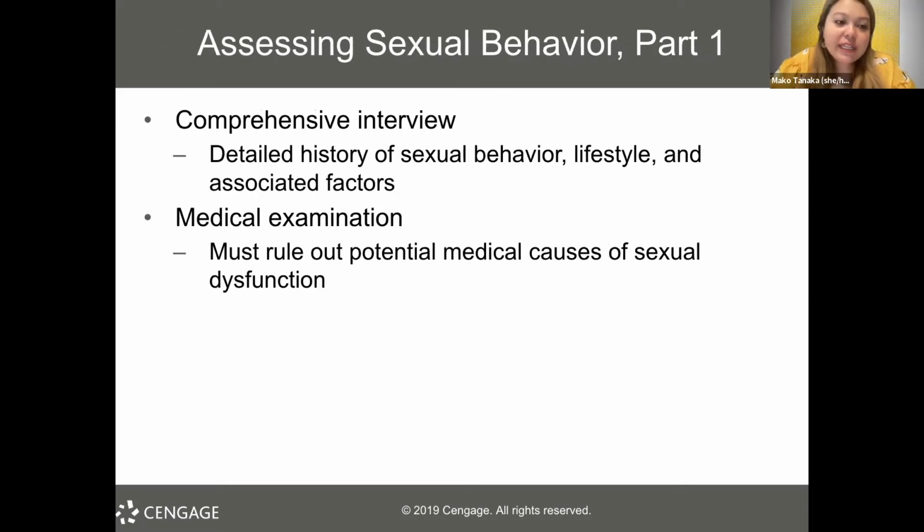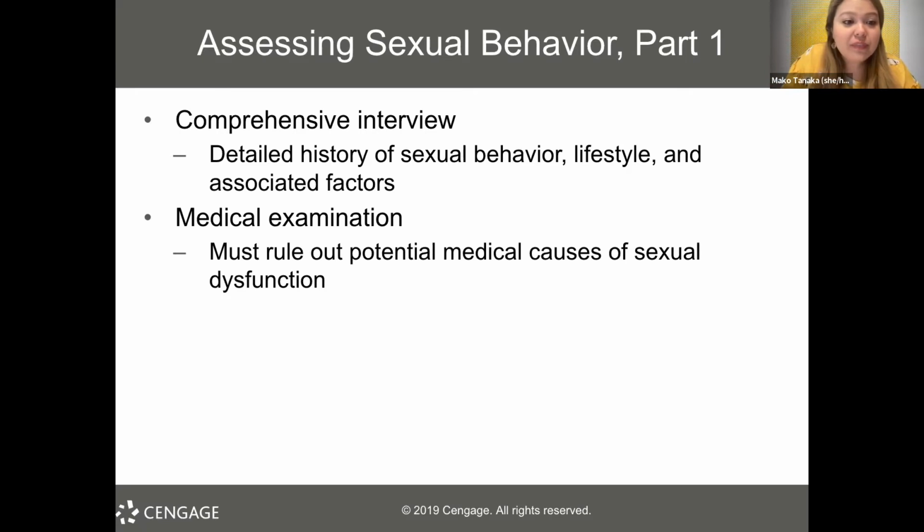All right, so now we're going to talk about how we assess sexual behavior. So we talked about the diagnostic criteria, but what happens when psychologists begin to work with a person or really assess sexual dysfunctions? So the first thing is usually a comprehensive interview where a psychologist takes a detailed history of sexual behavior, lifestyle, and associated factors. Typically, psychologists will use a survey because people tend to be more comfortable talking about sex or their sexual difficulties if it's something that they're just writing down in a survey or circling a number of versus verbalizing it out loud.